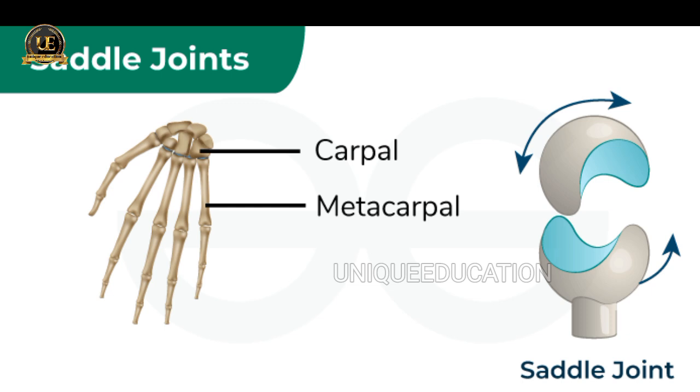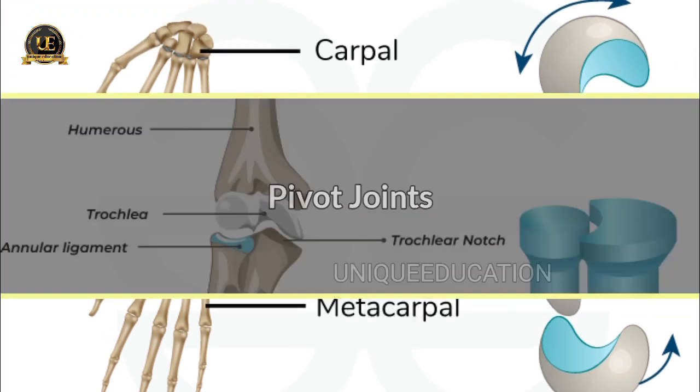A well-known example of a saddle joint in the human body is the carpometacarpal (CMC) joint of the thumb, where the trapezium bone of the wrist meets the first metacarpal bone of the thumb. This joint structure provides the thumb with a wide range of motion, including the ability to oppose the fingers, which is essential for grasping and manipulating objects.